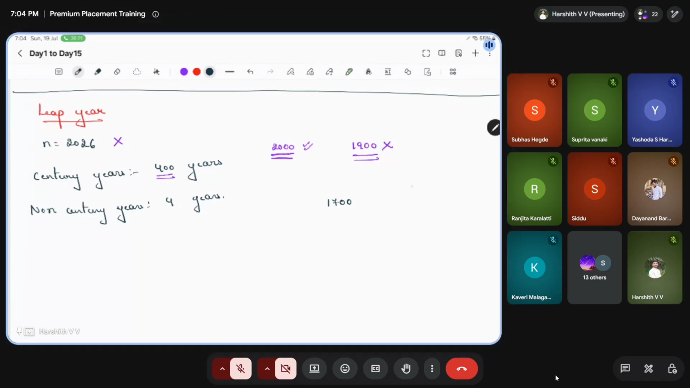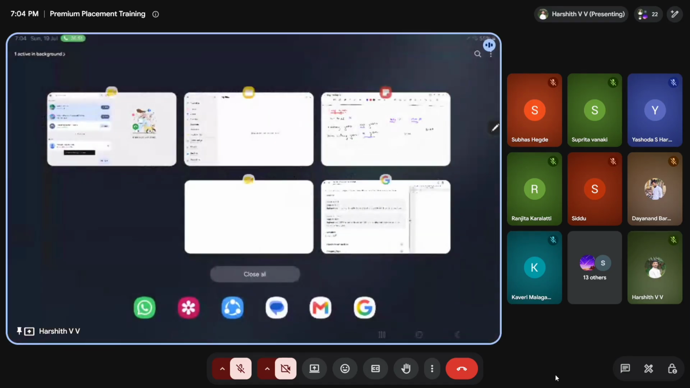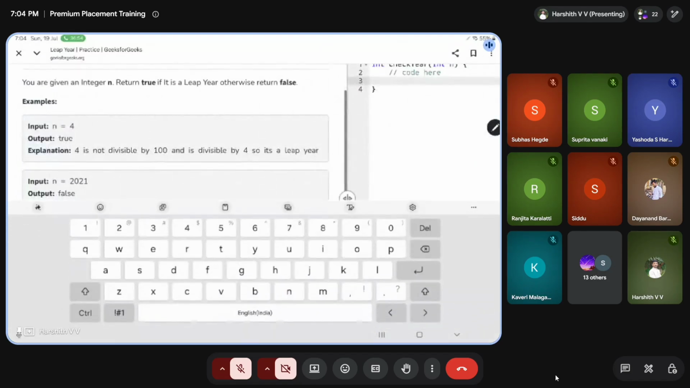If you take 2024, it is a non-century year. For a non-century year, you should check by dividing by 4. 2024 is divisible by 4, so it's a leap year. Among century years, a leap year comes once in how many years? 400 years. Among non-century years, it comes once in 4 years. This is the condition of a leap year. If you know the condition of a leap year, then only you can write the code. Without understanding the concept, how can you write the code?